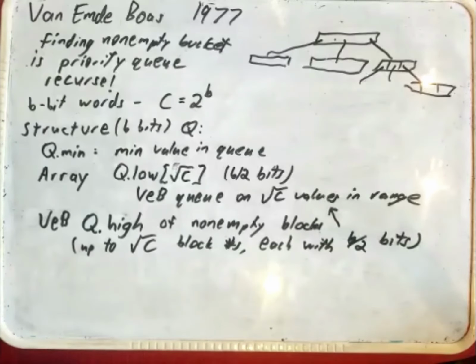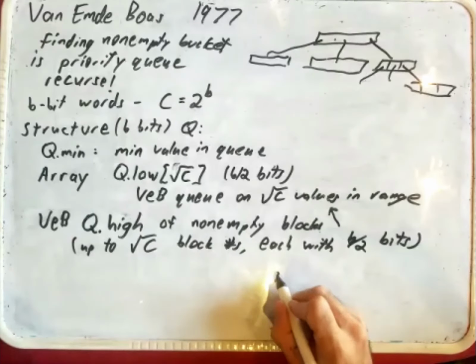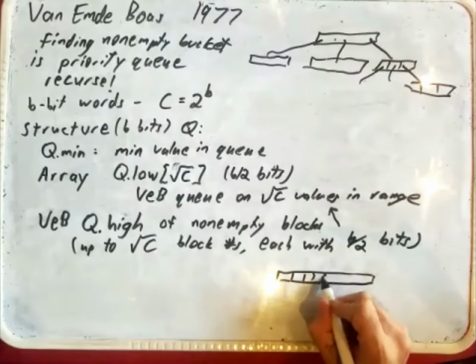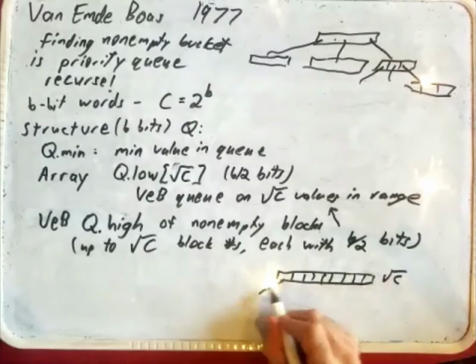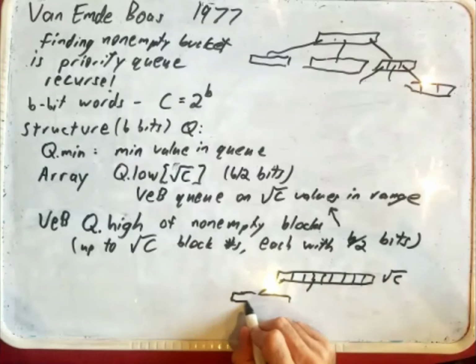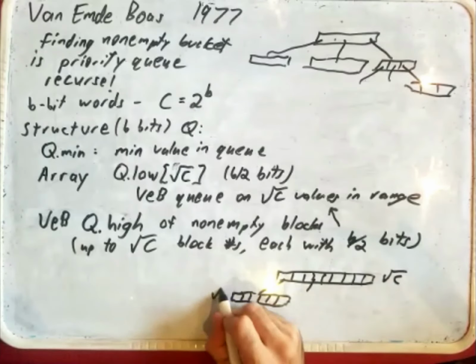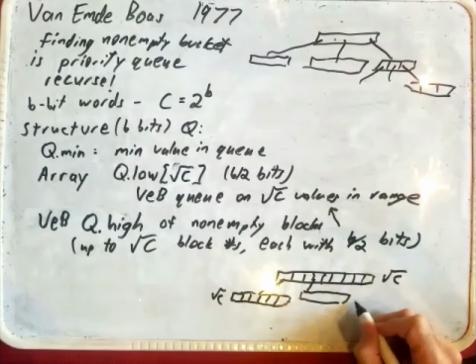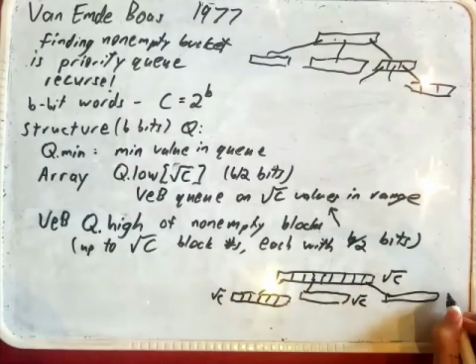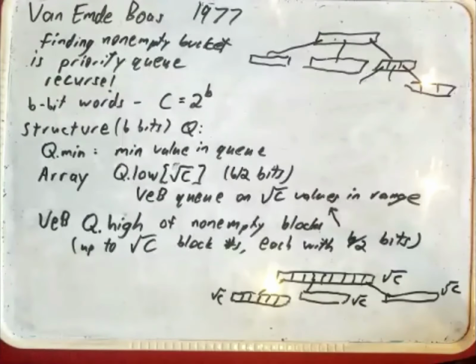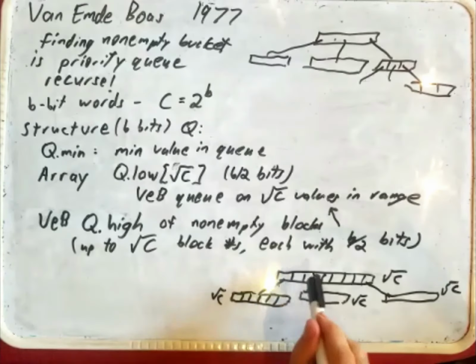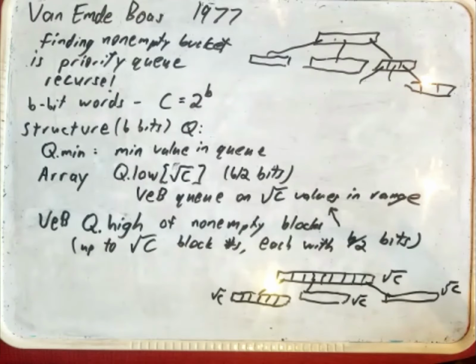In one sense, the Van Emde Boas queue is just a 2-layer trie, where we have a top layer of width root C, and it subdivides into root C different blocks, which are also of size root C. What is q.high exactly? q.high is a Van Emde Boas queue, so q.high is storing the indexes of the non-empty level 2 blocks. Did I answer the question?